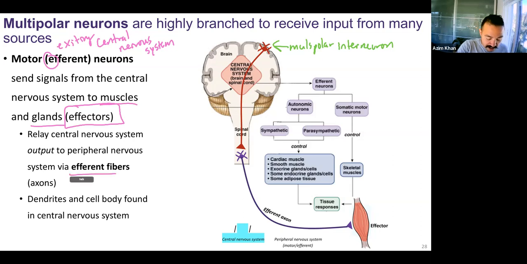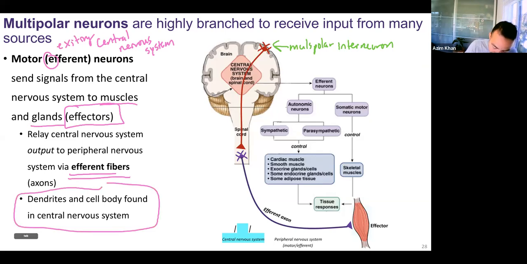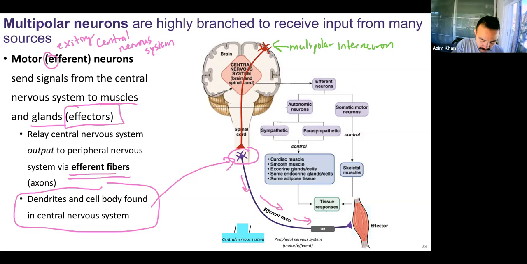The term for the group of axons, those are efferent fibers with an E. Sensory axons are afferent with an A. Motor efferent ones are with an E. If you take a look at the dendrites and cell body of motor neurons, they're found in the central nervous system, in the brain or spinal cord. But the axon extends out and targets whatever the effector is. So the axon and axon terminal are in the peripheral nervous system.